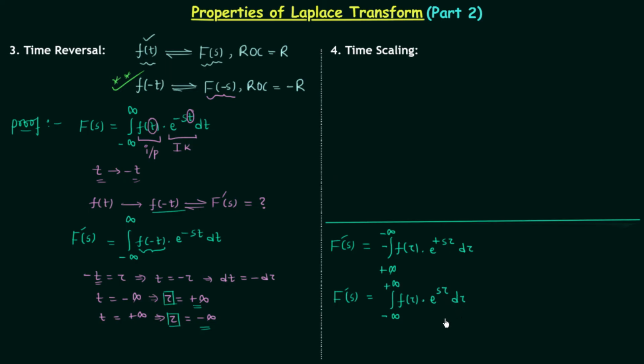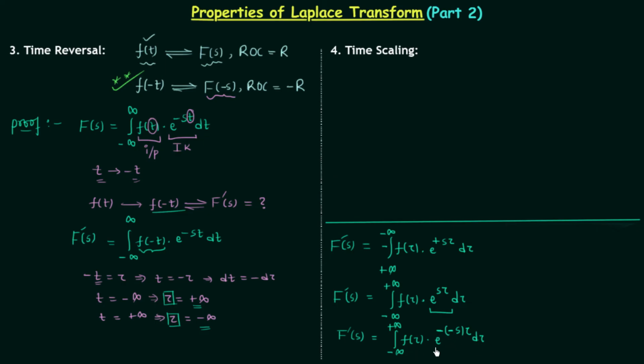But still we don't have the integral kernel of the Laplace transform. We need negative sign here. So let's have the negative sign in the next step. Integration minus infinity to infinity f(tau) e power minus minus s tau d tau. This is same as e power s tau, but we have taken negative out, so we have minus of s.